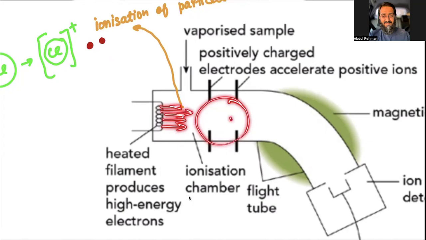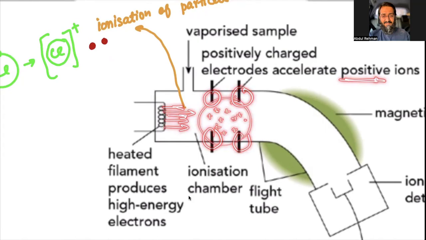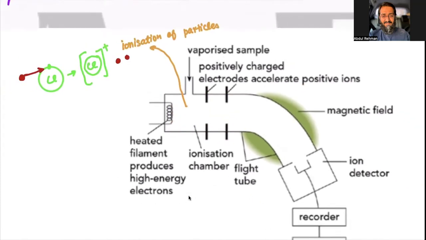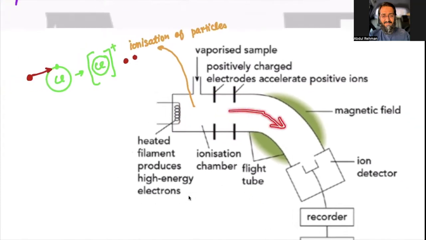So over here, these atoms now become ions, and all the electrons which come out from these atoms, or the high energy electrons, all get attracted towards these electrodes, because these electrodes are positively charged and the electrons are negatively charged. We just have the positive ions over there, and these positive ions experience repulsion from these positive electrodes, which accelerates them towards the flight tube where there is a magnetic field.